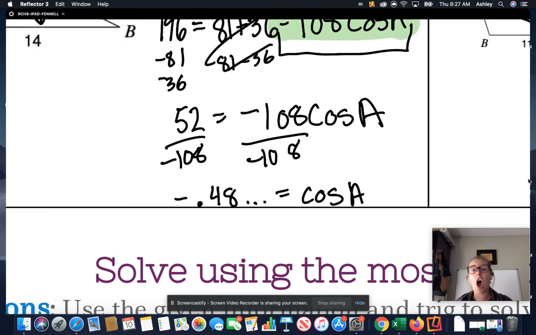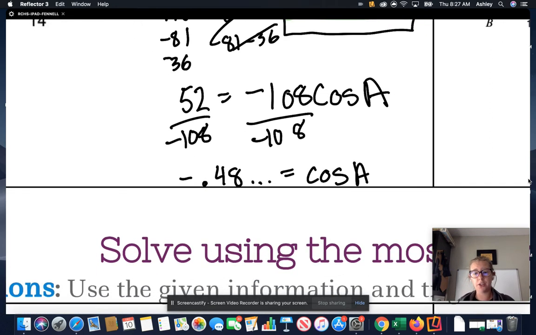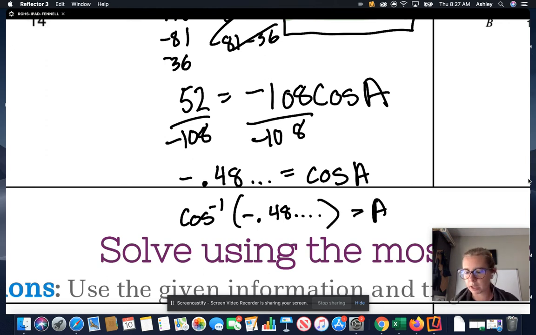And now I need to undo cosine. To undo cosine, we need inverse trig. So we're going to do cosine negative 1 of negative 0.48, blah, blah, and that will give us our angle A. Of course, keep that in your calculator so that you can get a more precise value. So cosine negative 1 of our answer from the previous work is going to give us about 118 degrees, 0.78.